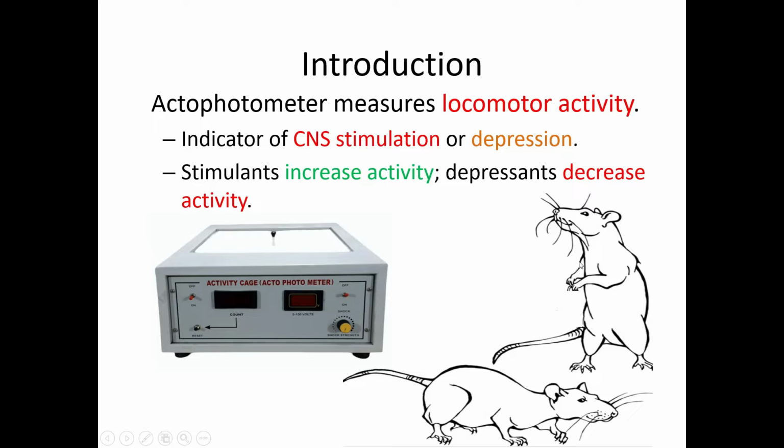Here you can see the rat which is standing, it is showing activeness, and the animal which is down is showing like it is tired, or depressant in action. So likewise, while the animal is moving actively, this instrument detects it.